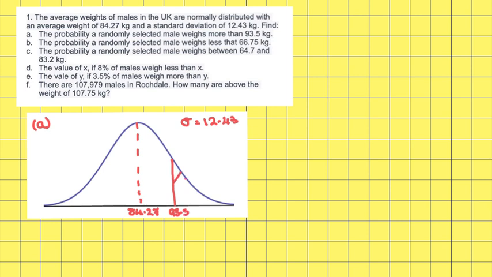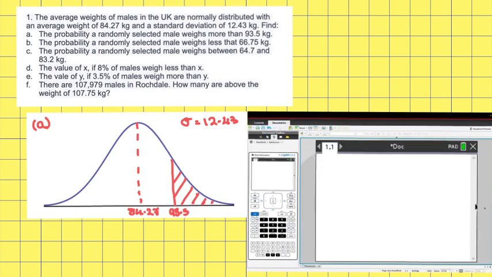So I want that probability there. And I'm going to do this on a TI Nspire. And for the first one, I will show you exactly how to do it using your TI Nspire. I've opened the TI Nspire at a calculator page.